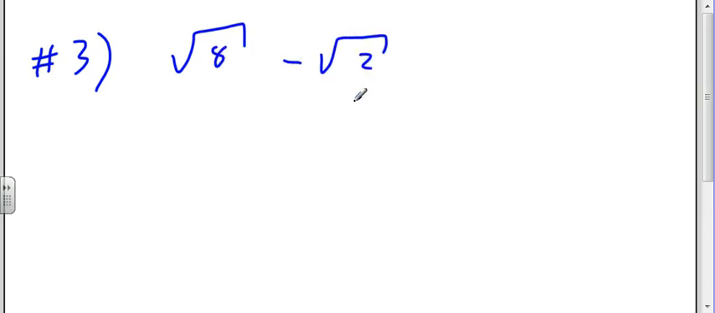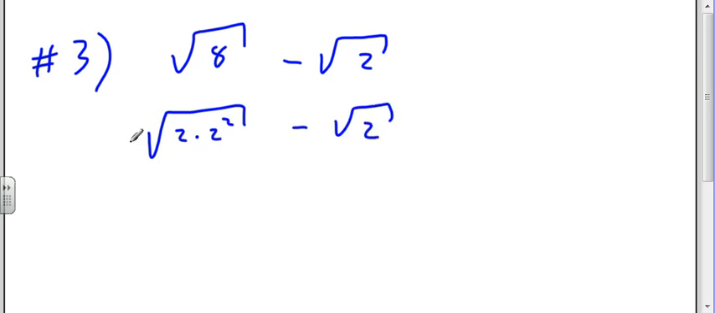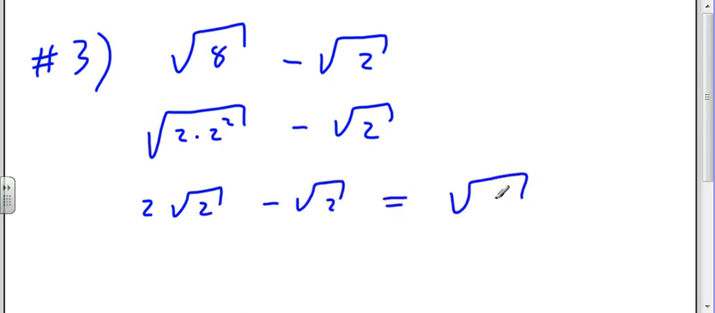All right, I'm going to go down to number 3. Square root of 8 minus the square root of 2. And I said, well, gee, that doesn't look like they're the same to me. But I can say that this is 2 times the square root of 2 minus the square root of 2. And then that becomes 2 square root of 2 minus square root of 2. And now I just have the square root of 2.